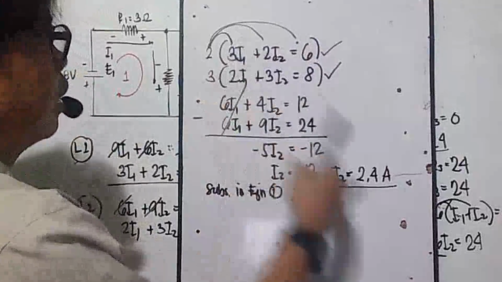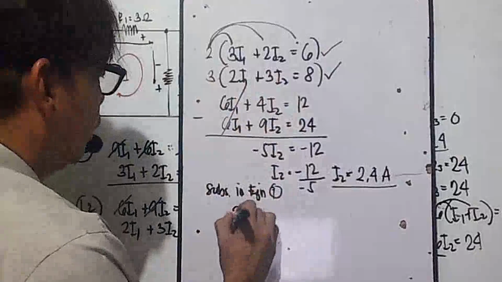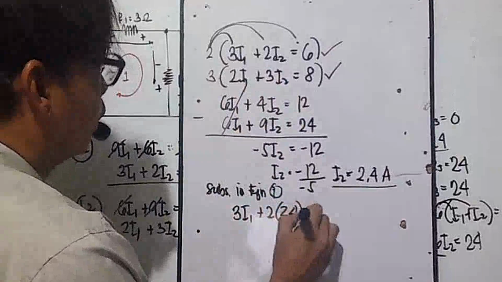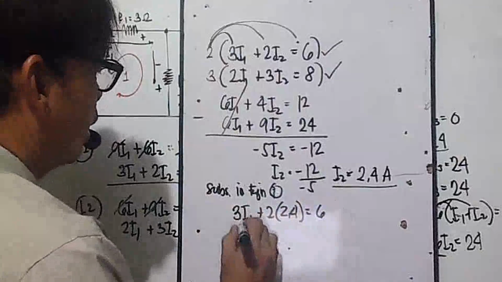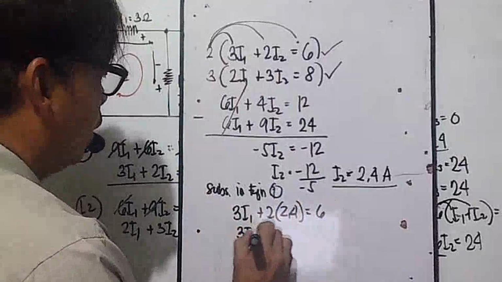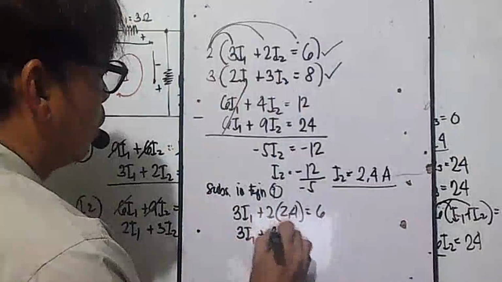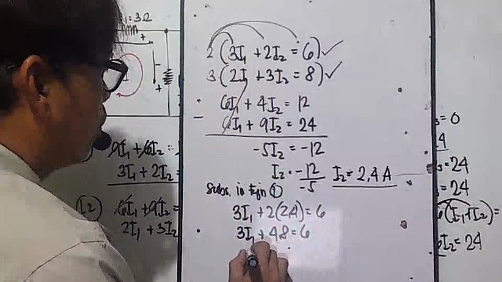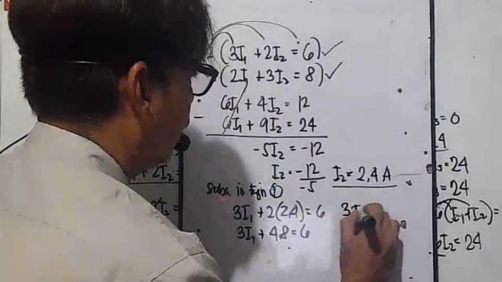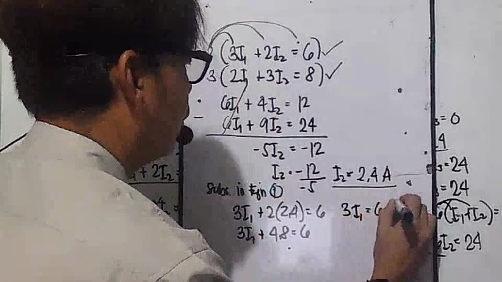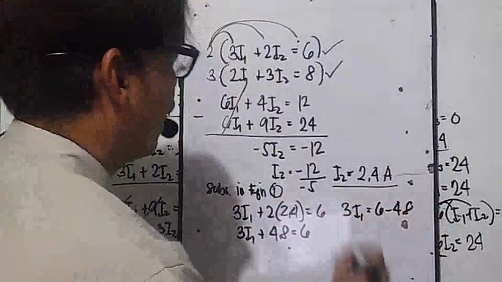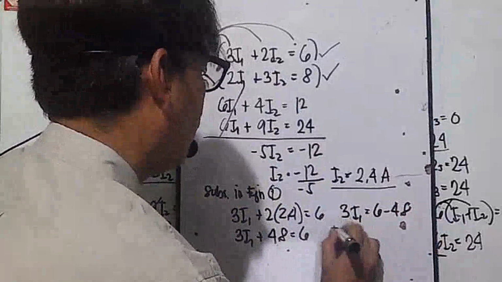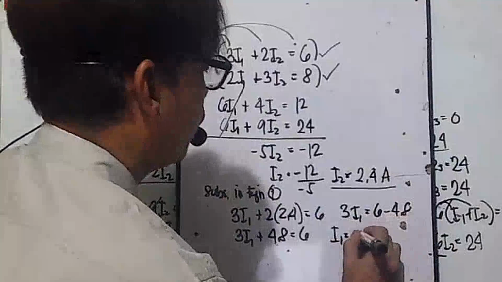Okay, so I2 mo is 2.4, therefore it is 3I1 plus 2 multiplied by 2.4 is equal to 6. Okay, so this is 3I1 plus 4.8 is equal to 6. Okay, so 3I1, dito na lang. 3I1 is equal to 6 minus 4.8. Okay, so therefore, that is equal to I1 is equal to, this is 1.2.